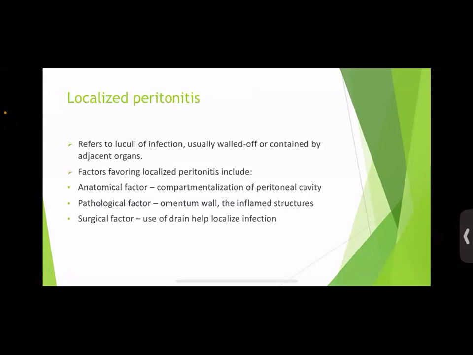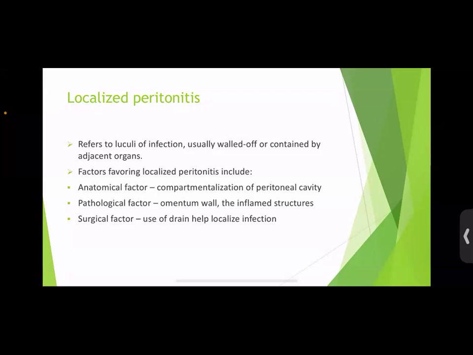So localized peritonitis refers to a loculus of infection, usually walled off or contained by adjacent organs. And loculus means it is confined to a specific area or part in a cavity. Factors that are favorable for localized peritonitis include anatomical factors such as compartmentalization of the peritoneal cavity. That is, the peritoneum compartmentalizes each organ, and due to this compartmentalization, it makes it easier, or should I say it's better, because it keeps an infection to a specific area.